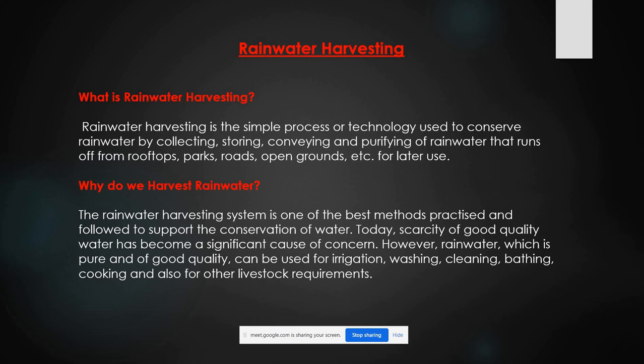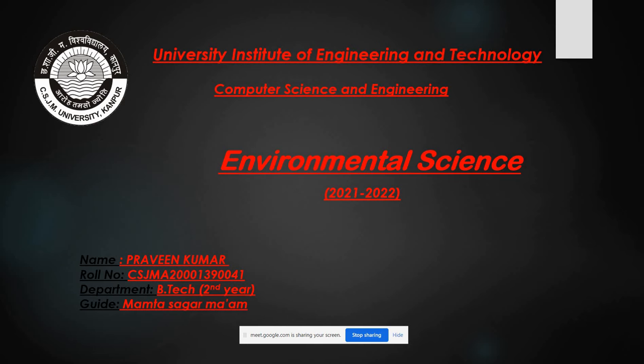Okay, what do you suggest for the future development in this area, rainwater harvesting system, or do you have any suggestion to save the environment?